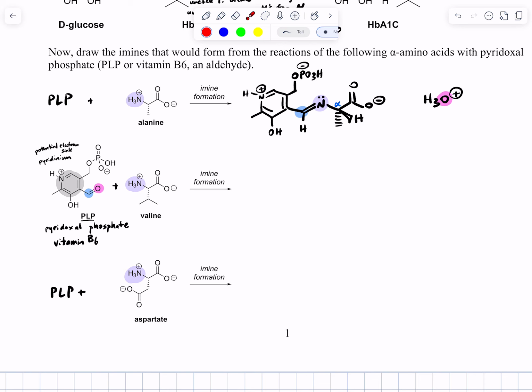So if you wanted to abbreviate for the other one, it would look like this. R here represents the rest of the PLP ring.